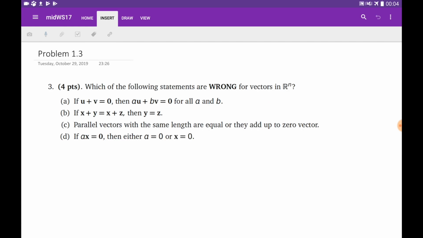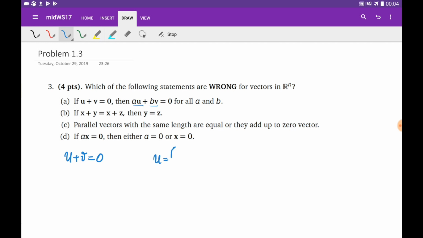In problem number 3, we need to find the statement which is wrong. So I need to go through the statements. It seems to me that B, C, and D are correct, and the first one is incorrect. If I would like to prove that one of the statements is wrong, I just need to give one counterexample. Let's assume that U plus V is equal to 0. Then aU plus bV is equal to 0 for all the values of a and b.